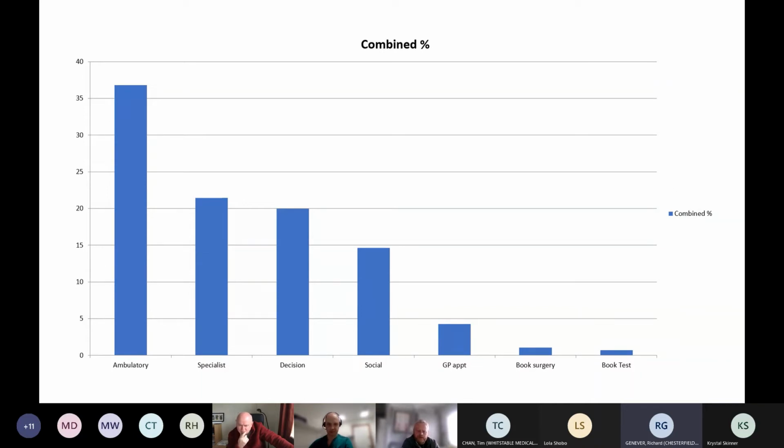And there was one particular trust that felt that they could have prevented a few admissions through access to GP appointments. But the message that came through from this is actually we're probably not looking at something that's going to put increasing demand on community services or primary care. A lot of it can be done by just making a different decision about the people that we admit and just choosing to discharge them.